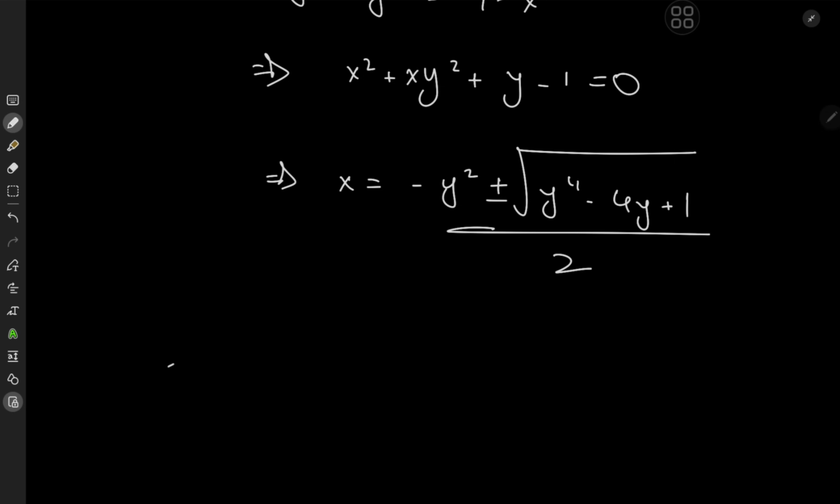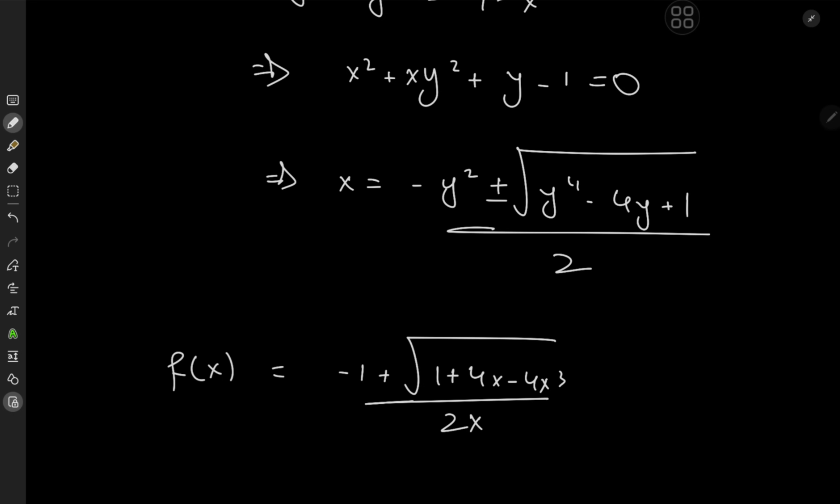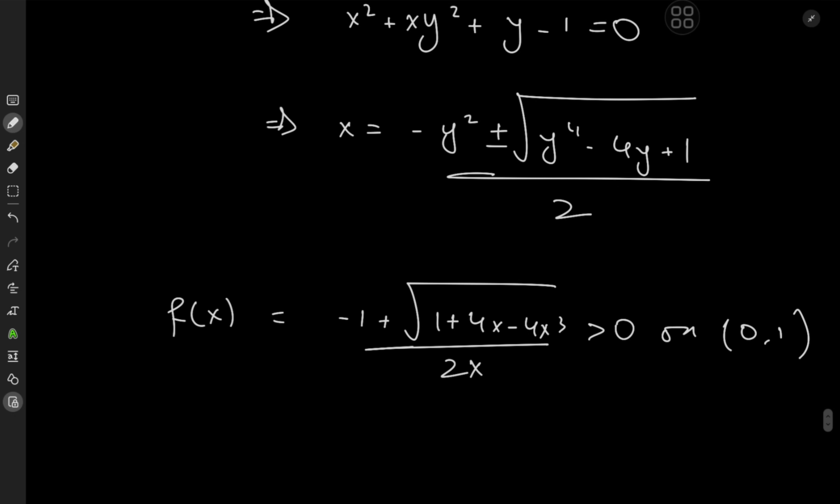So f of x was defined as minus 1 plus root of 1, no, wait, it was plus 4x minus 4x cubed, over 2x. And we see that this thing is non-negative, rather it is in fact positive on the interval 0 to 1. Okay, cool. So this thing is positive on the interval from 0 to 1, which means what we need is the plus sign.